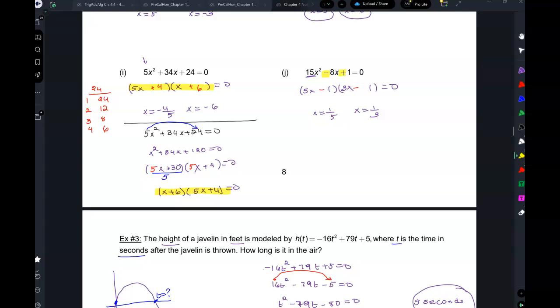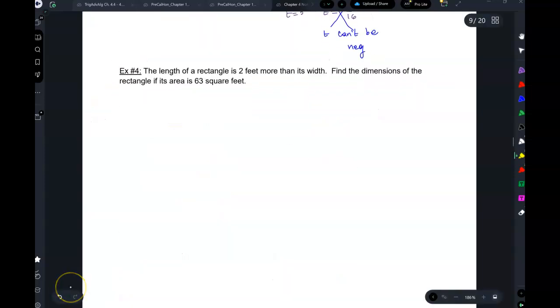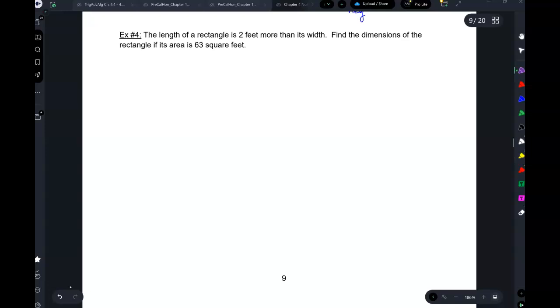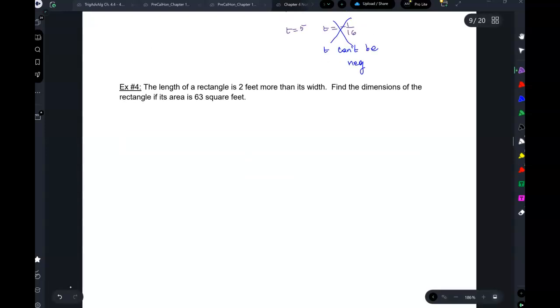Anyhow, let's take a look at this next one. The length of a rectangle is 2 feet more than its width. Find the dimensions of the rectangle if its area is 63 square feet. For these, I always start with a diagram. Sometimes some of you might just be able to go to an equation from this. I get it. Perfect. Great.